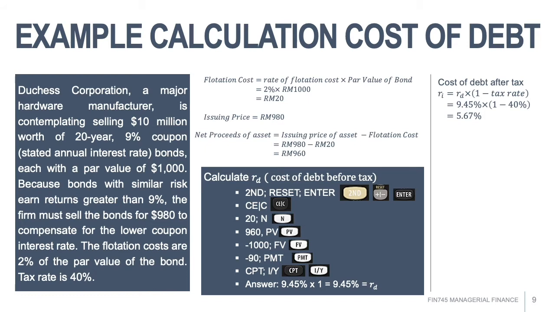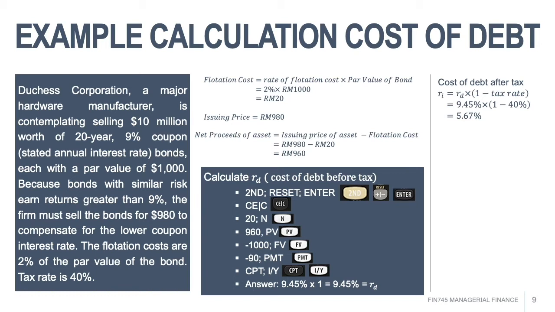So first, you need to calculate the flotation cost. Flotation cost is the 2% flotation rate times par value, so you get 20 ringgit. The issuing price of the bond is 980. Then you need to calculate the net proceeds of the bond. Issuing price 980 minus flotation cost 20 ringgit, so you get 960 ringgit.